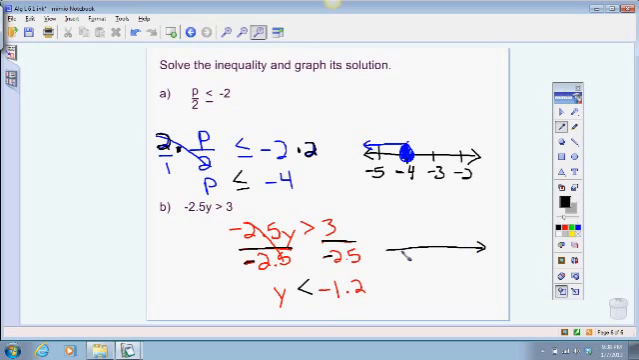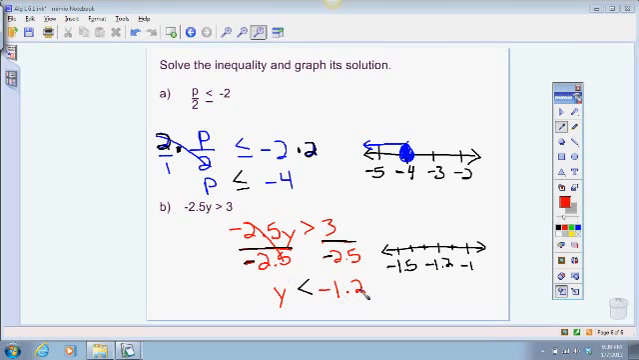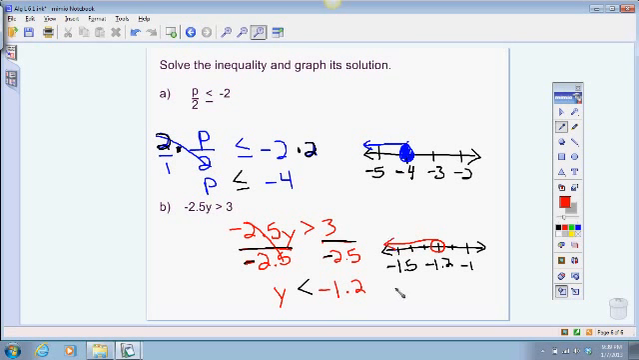Then, if you wanted to graph it, negative 1.2, 1.3, 1.4, negative 1.5. Again, I'm not expecting a lot out of the graphs. We graph it the same way. Circle on the number line at the number. Decide if it's open or closed. This is open. And we're talking about all the values less than negative 1.2. So we're talking about all the values to the left.